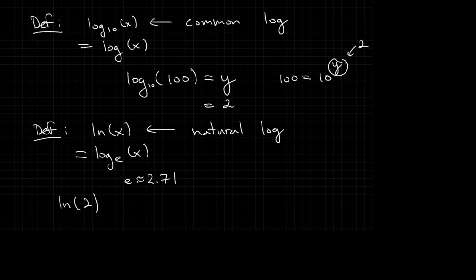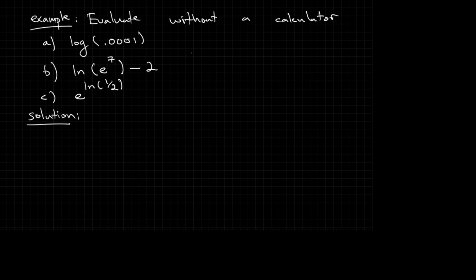With these definitions in place, let's do a couple of examples. So let's evaluate the following without a calculator: log of 0.0001, ln of e to the 7th, minus 2, and e to the ln of 1/2. So for log of 0.0001, I'm going to go ahead and set this equal to y and convert to exponential form. We know that the base is 10 because there is no base, and the convention is that if there is no base, it's log base 10. So converting to exponential form, we get 0.0001 equals 10 to the y.